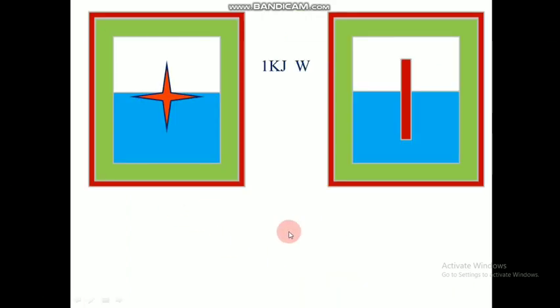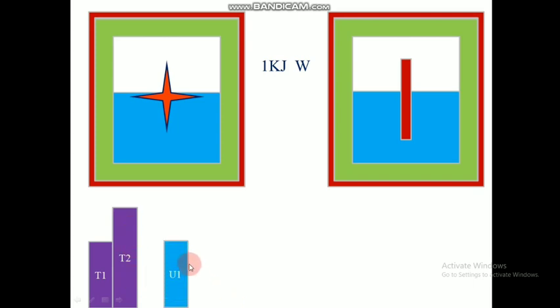Now we are comparing both cases. In the first case, we induced mechanical energy to the system, and in the second case, we induced electrical energy to the system. But in both cases, we gave 1 kilojoule of work, and hence the change was the same. With the mechanical energy, the initial temperature was T1, and afterwards the temperature T2 was shown, and the internal energy changed from U1 to U2. This is the case of the first experiment.